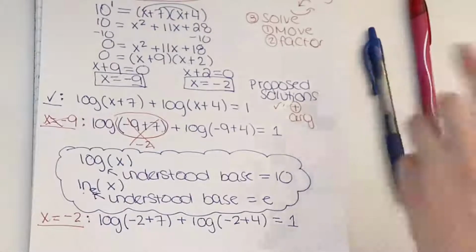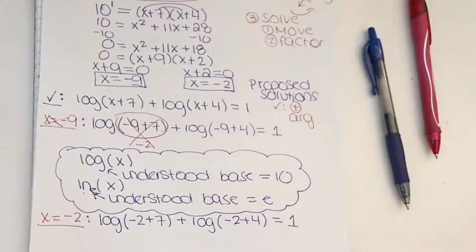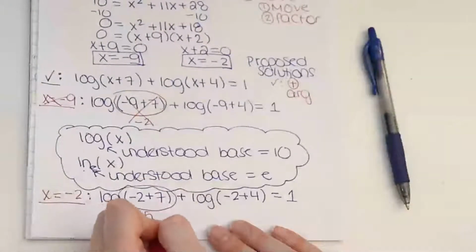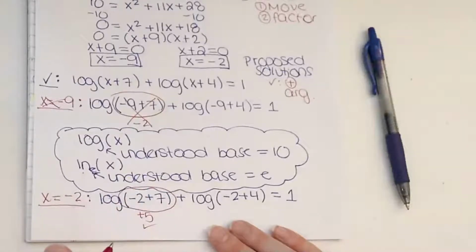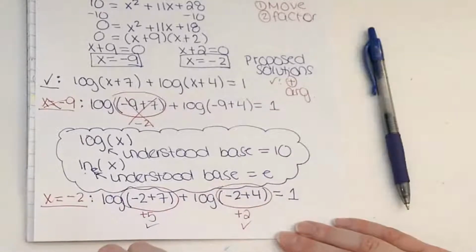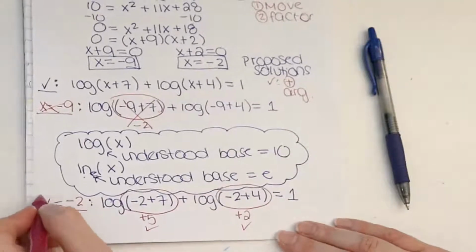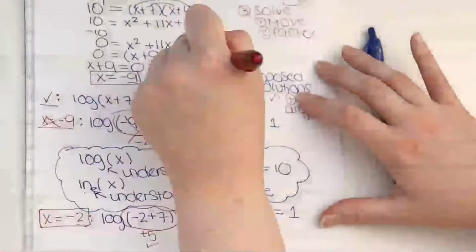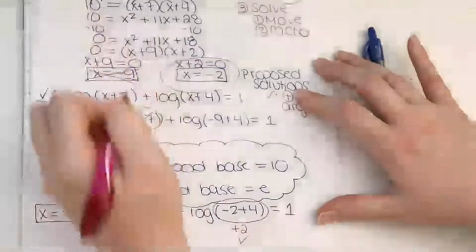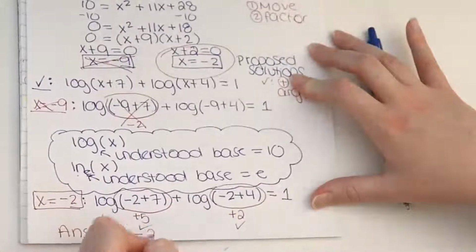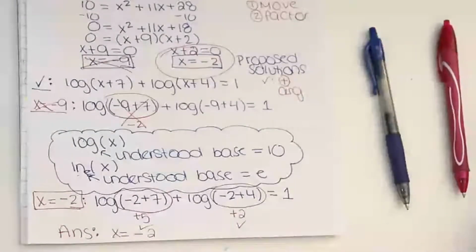Okay, and all we care about is, do we have a positive argument? So we look at this parenthesis, negative 2 plus 7 gives us a positive 5, so that does check out. And then the negative 2 plus 4, that is a positive 2, so that checks out. So that tells us that negative 2 does work as a solution. So you're going to have to include negative 2 as your only answer. The negative 9 is going to be eliminated. So your answer is x equals negative 2. Are there any questions about that?